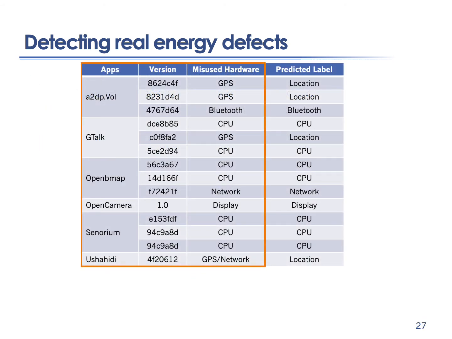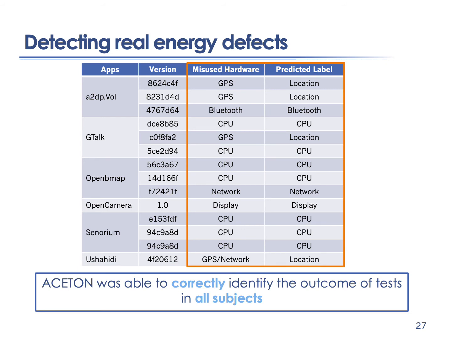Highlighted columns in this table demonstrate information about the dataset. And as the results of this experiment show, ACETON was able to correctly identify the outcome of tests on all the subjects.